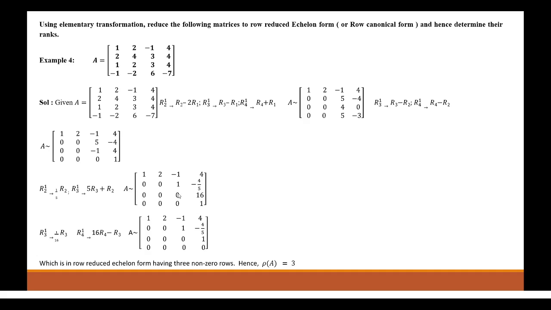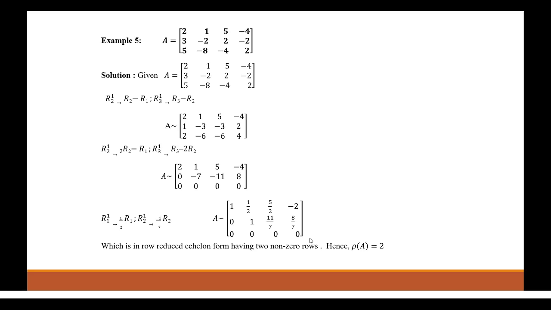Once again for this matrix, operate on the third row: R3' = (1/16)R3, here 16 is there, so divide by 16. Then R4' = 16R4 - R3. Finally, we get this matrix. In this matrix, there are 3 non-zero rows and 1 zero row. Therefore, the rank of the matrix is 3.